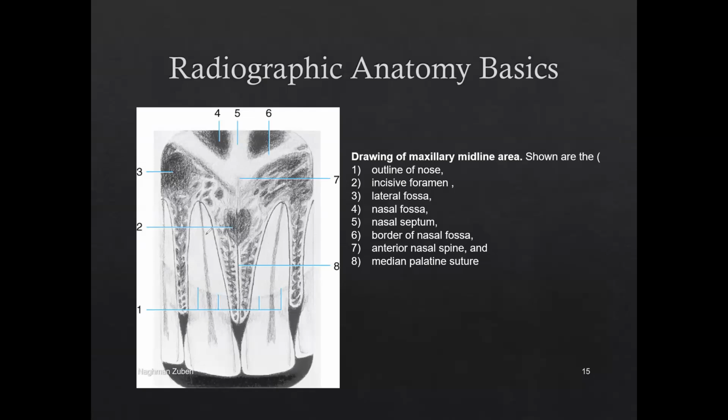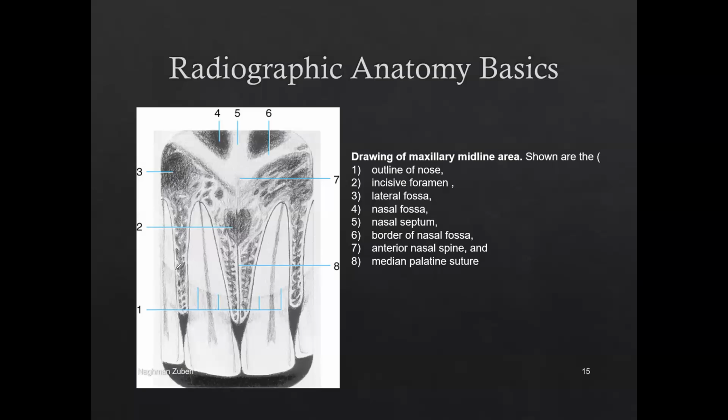Any of these features. Then we have this lateral fossa over here. Lateral fossa will be between the central incisor and the lateral incisor. Then we will be having the nasal fossa. We will be having the nasal septum, then anterior nasal spine. Then we are having the border of the nasal fossa. Then we are also having the median palatine suture over here.